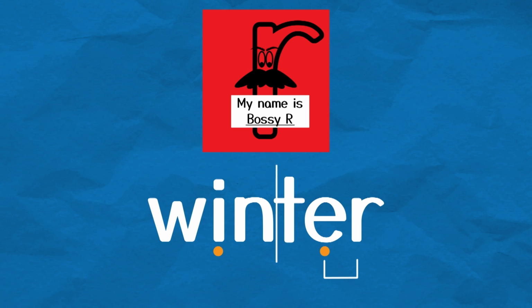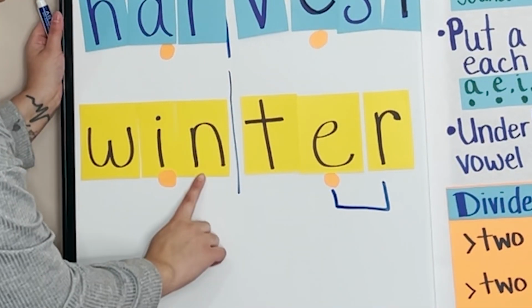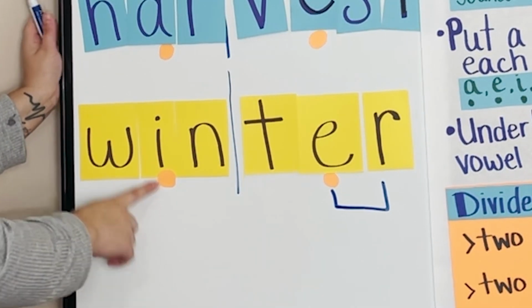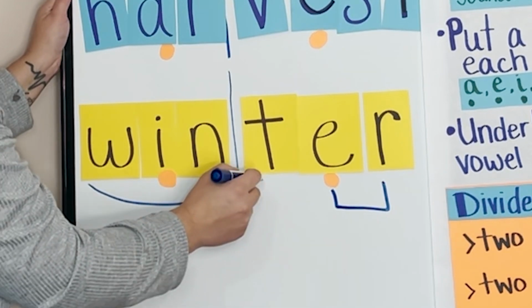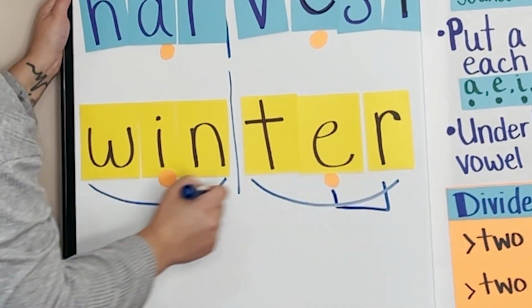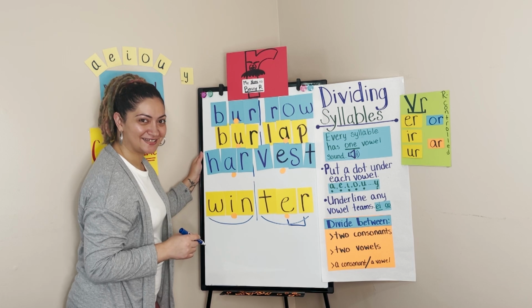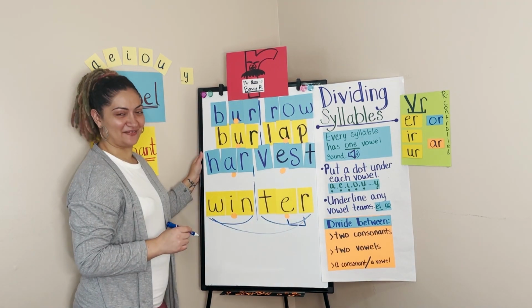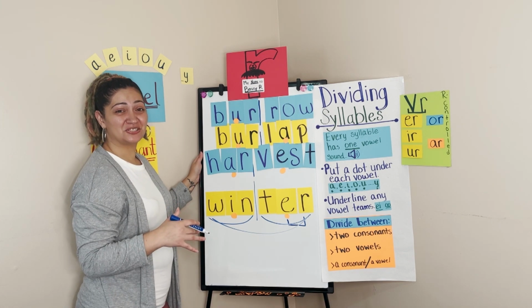Nice work. Okay, well, let's look at our first syllable. Our vowel is closed in by that consonant, so it's going to make its short sound. All right, let's see what it says. W, in, t, winter. What word? Winter. Yeah, winter time is not a time for gardening, is it? Winter is when it snows and it's too cold.